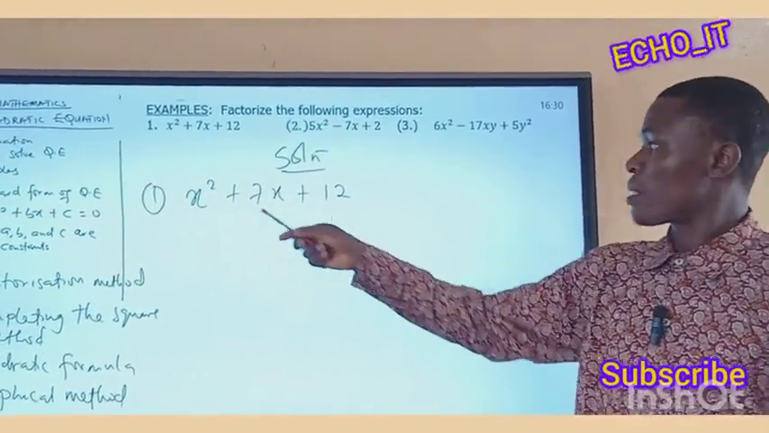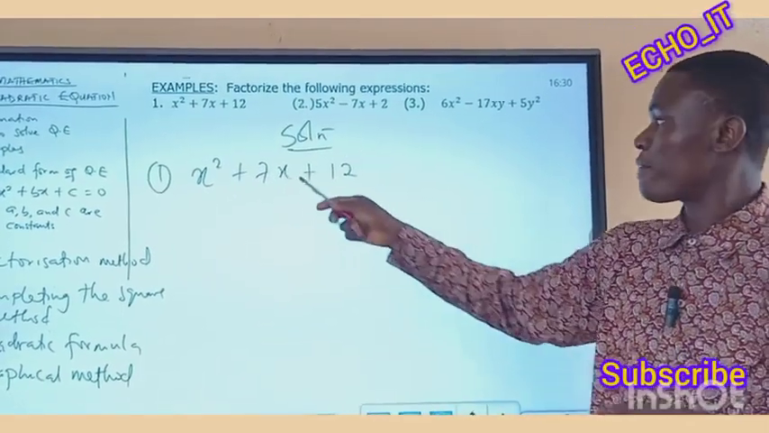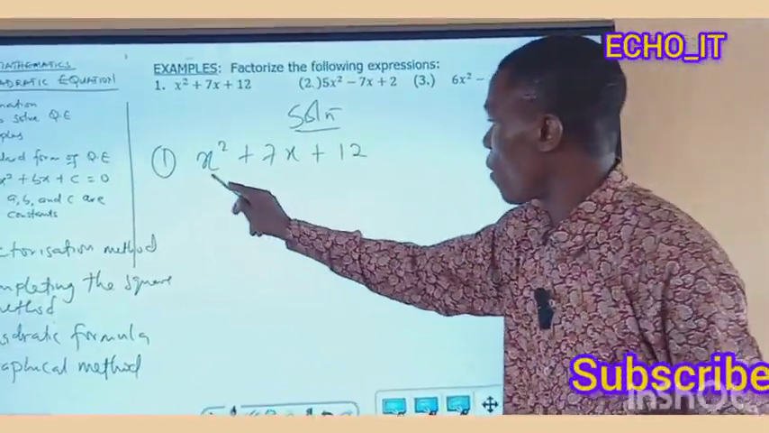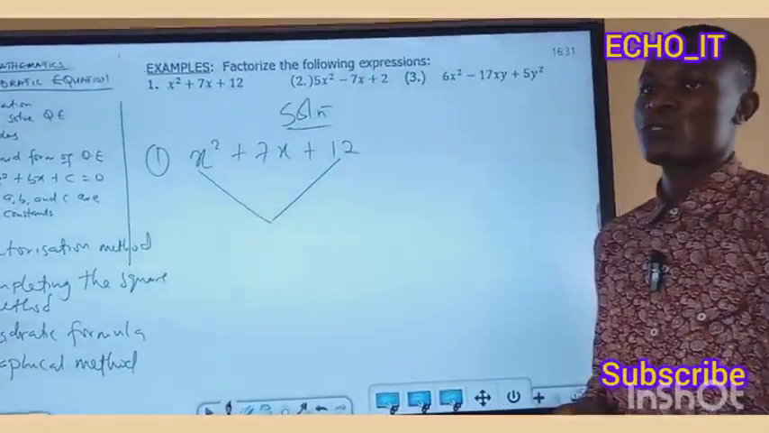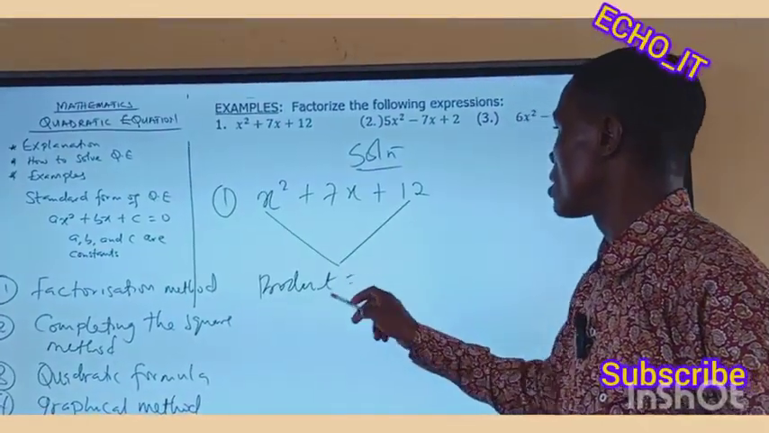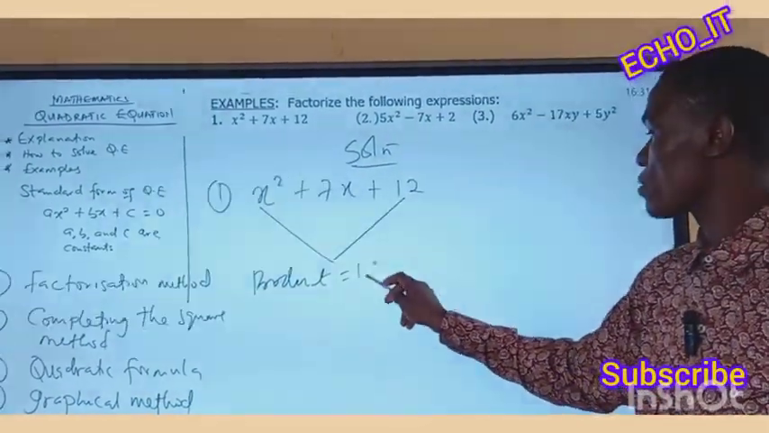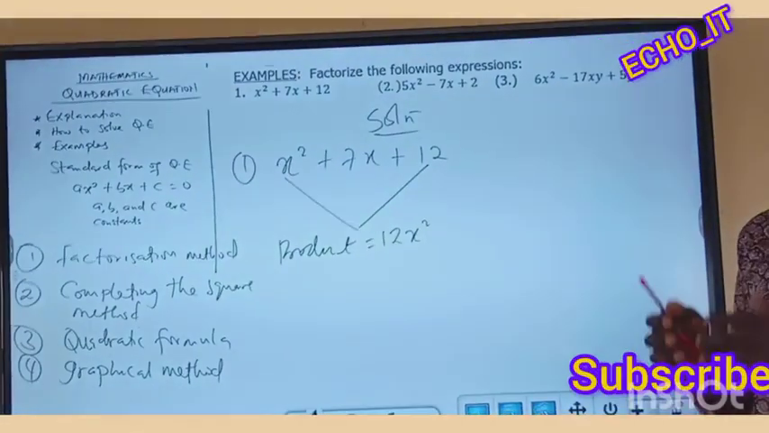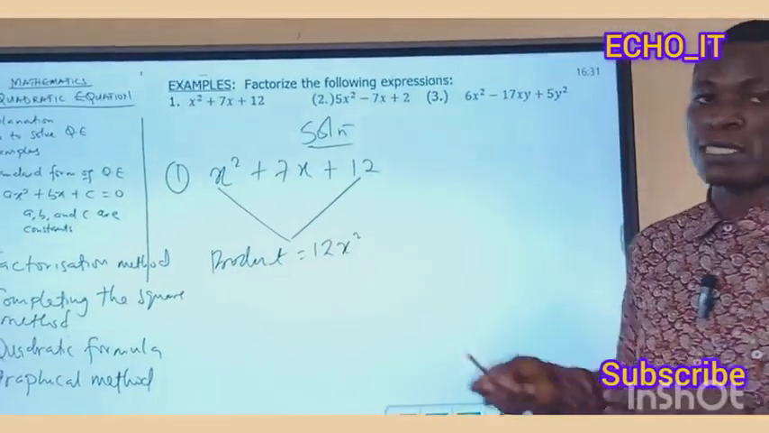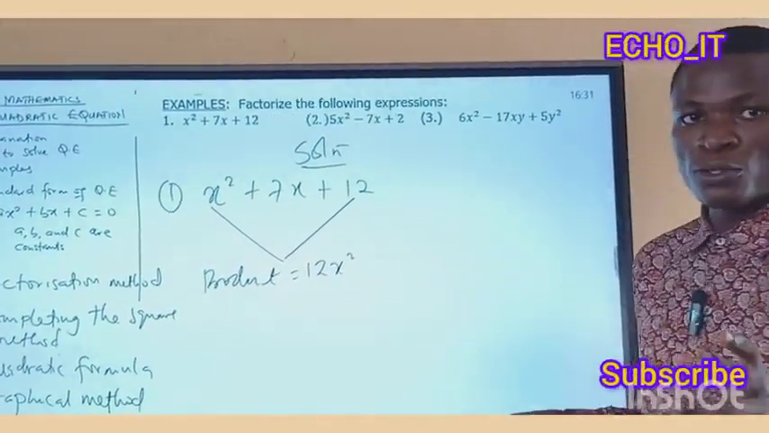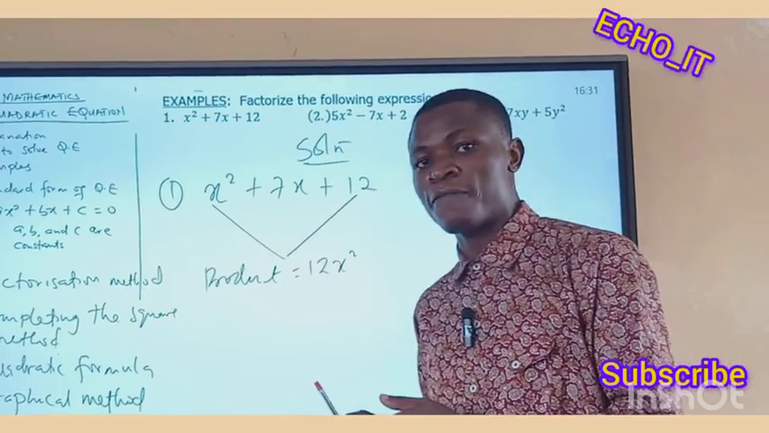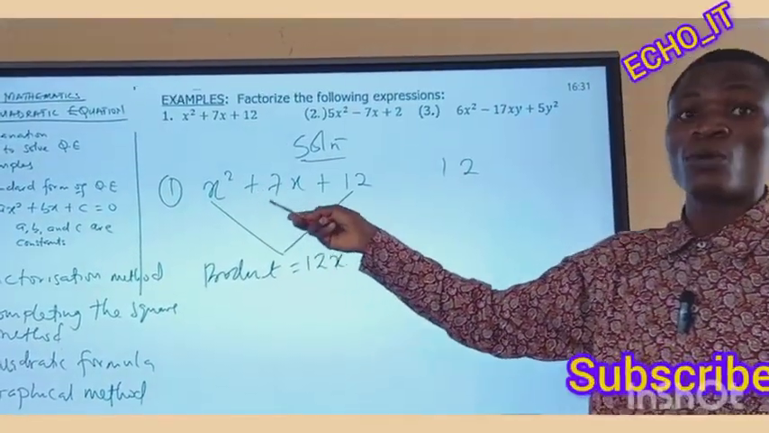Arrange it in this order: the highest degree, which is 2, comes first, followed by degree 1, and followed by the constant, which is 12. Then multiply these two to get the product. Product means x squared times 12, that will give us 12x squared. Our aim is to get two numbers that sum to 7 and multiply to 12. Write out all the possible factors of 12.